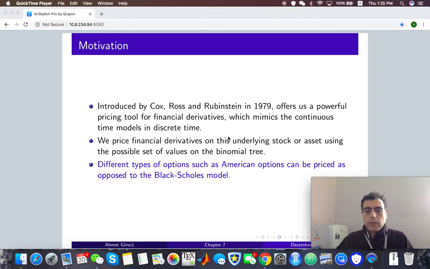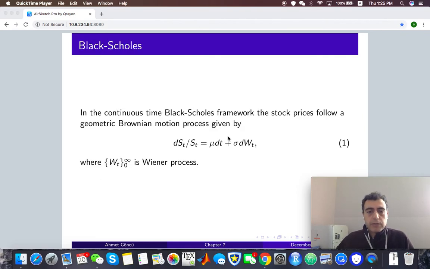In the binomial model, we can price different types of options, including the American options, for which we cannot get an analytical or exact solution in the Black-Scholes model. So here is the Black-Scholes model, just a brief review.